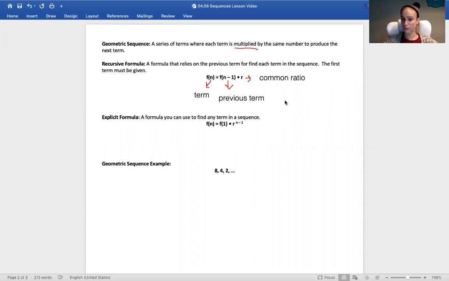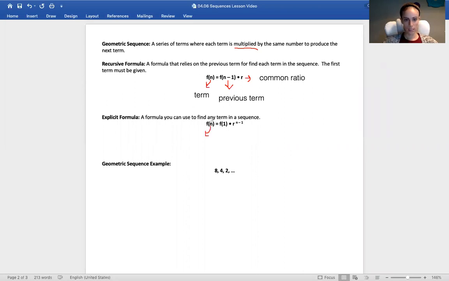Now we have an explicit formula, because especially with multiplication, when we have an exponential sequence, it grows very, very quickly. Therefore, because of how large our numbers are going to get, it really is going to be beneficial for us to know how to write the exponential formula. All right, let's label our pieces here. So our exponential formula for a geometric sequence is f of n is equal to f of 1 times r raised to the power of n minus 1.